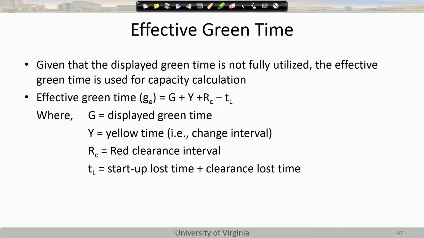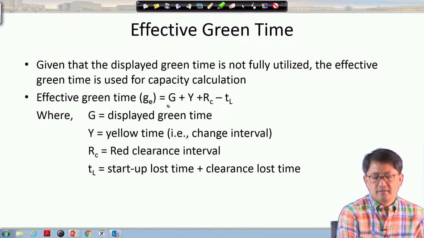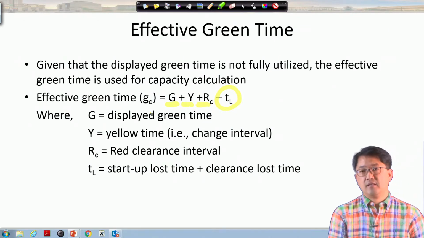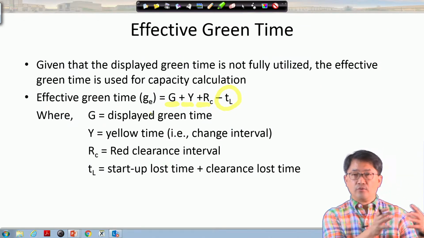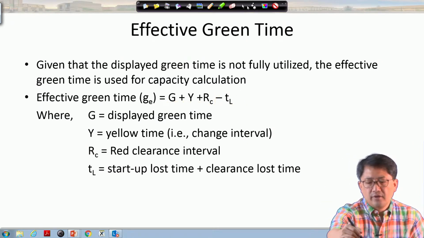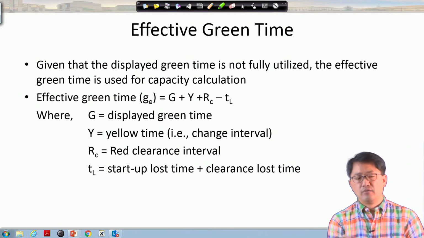Big G is phase time or displayed green time, and small g with the e is effective green time. So we sum up the displayed green time and yellow and red clearance time, and then we subtract lost times. Then that's going to be effective green time. This is similar to what we saw on that big chart, looking at the relationship between start-up lost time, where we lose something at the beginning of green, and then we gain something during the yellow. That's what this is.